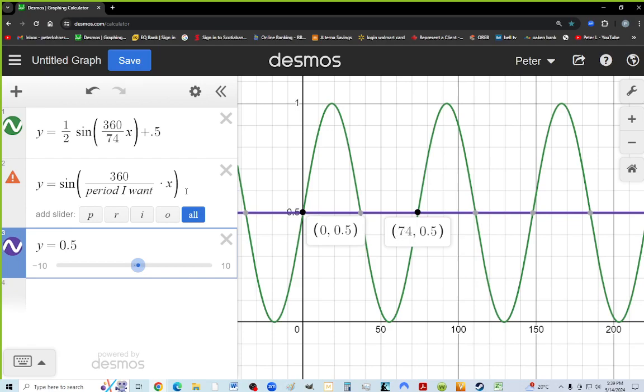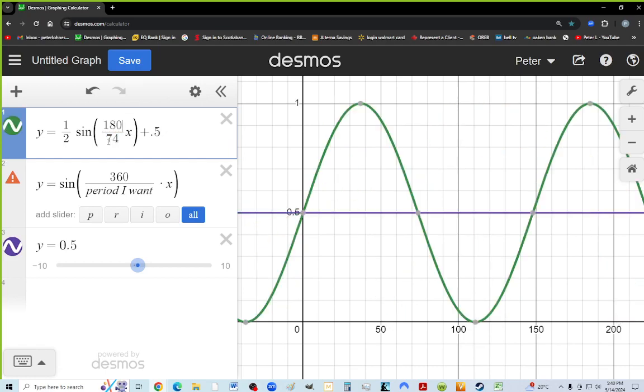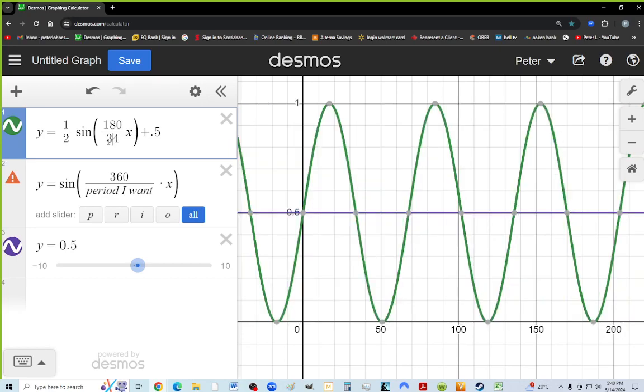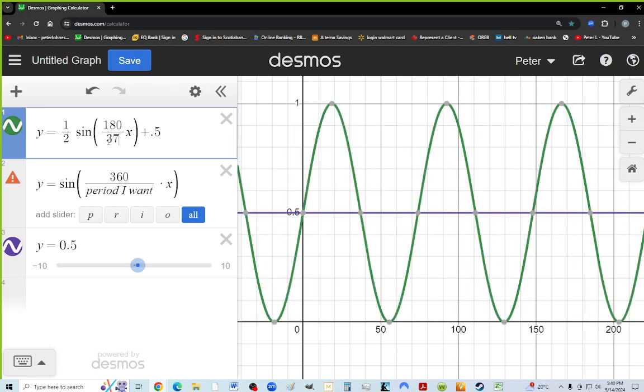So name a period you want there, Natalie. Name a different period you'd want. Oh, well, no, but Pete, how would you simplify 360 over 74? Good question. Looks like they both end in a 0 and a 4. Both can be divided by 2. So this is 180, and this is 37. I do not believe they can be simplified anymore. 37 doesn't have many things that divide into it.